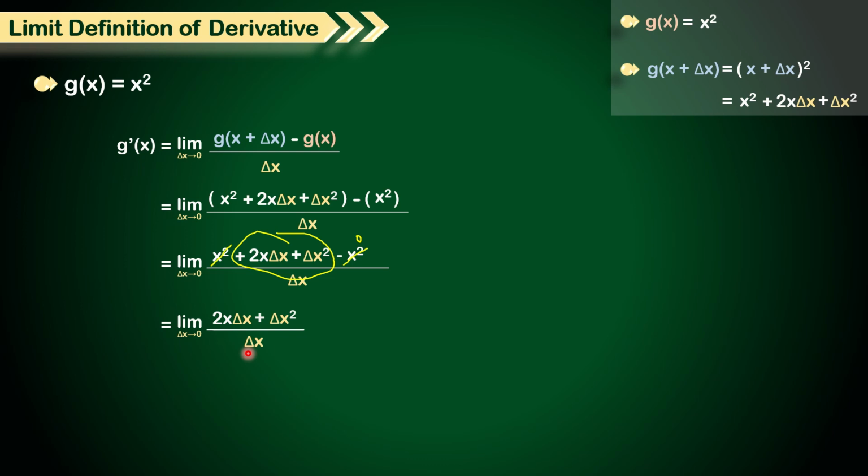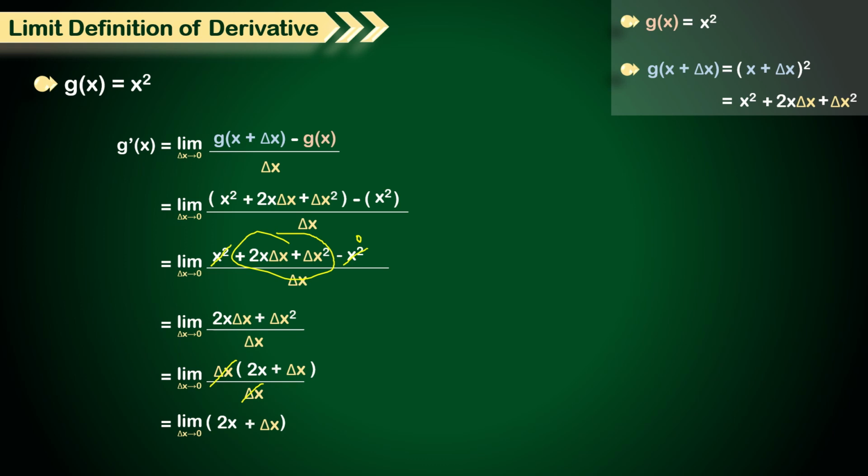In this example, observe that the numerator is factorable. Both terms have the common term of delta x. Thus, we can take out delta x in each term. Limit of delta x multiplied to 2x plus delta x over delta x as delta x approaches 0. We can now simplify it by dividing the delta x by delta x, and it is equal to the limit of 2x plus delta x.